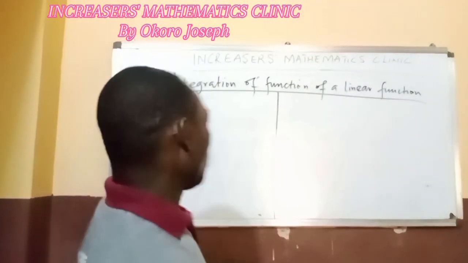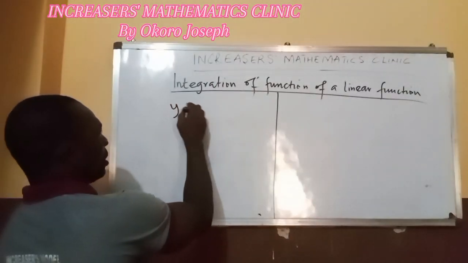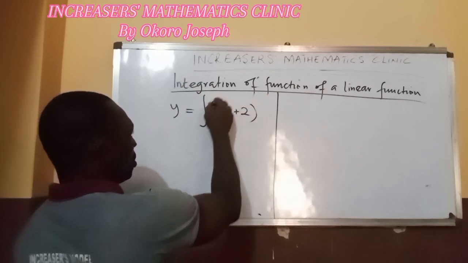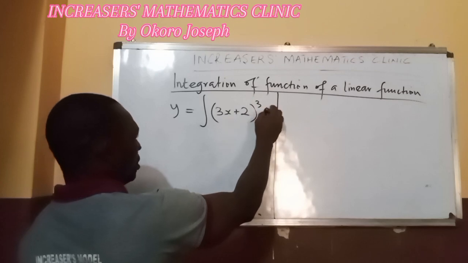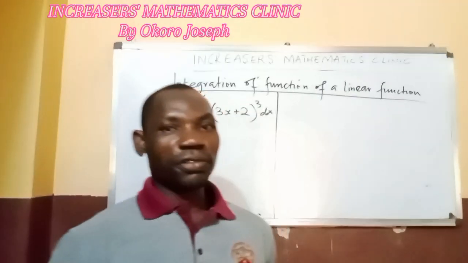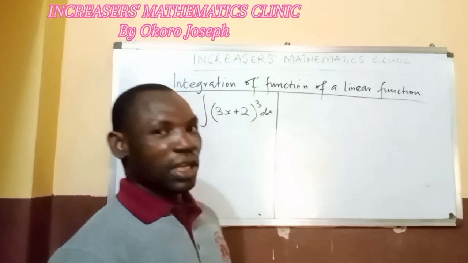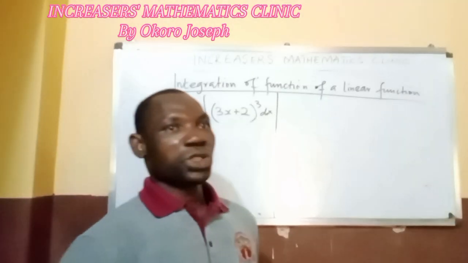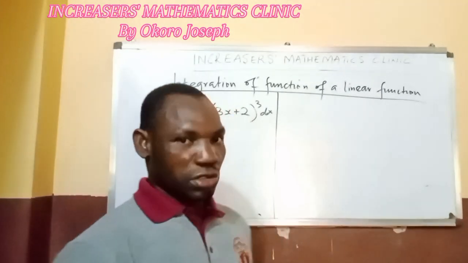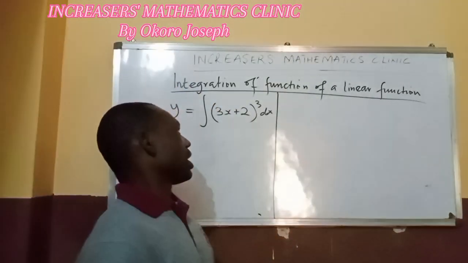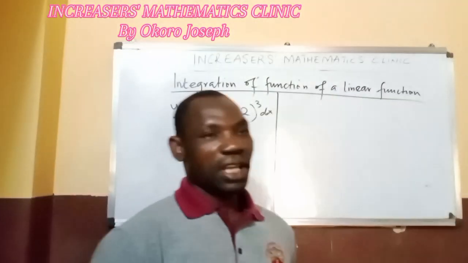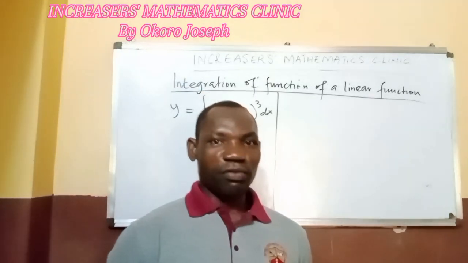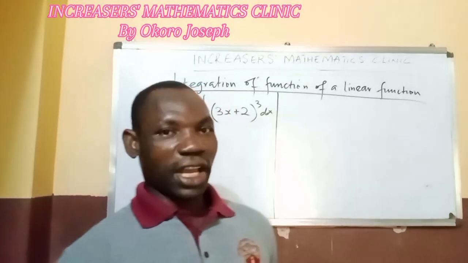Let's take an example. y equals the integral of (3x plus 2) all raised to power 3 dx is a function of a linear function. How do we resolve this? The first thing you do is to replace or substitute the linear function 3x plus 2 with any arbitrary constant. The arbitrary constants could be any letters of the alphabet ranging from A to Z.